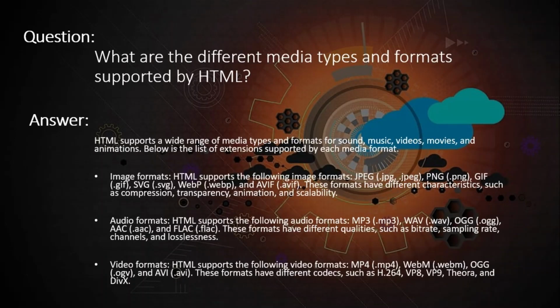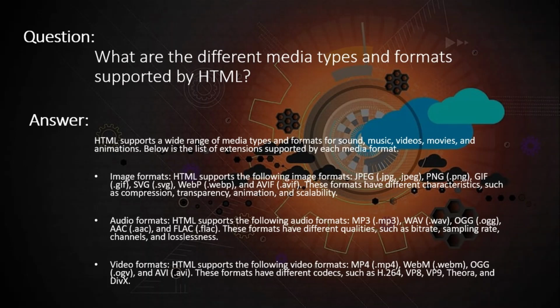What are the different media types and formats supported by HTML? HTML supports a wide range of media types and formats for sound, music, videos, movies, and animations. Below is the list of extensions supported by each media format. Image formats. HTML supports the following image formats: JPEG, .jpg, .jpeg, PNG, .png, GIF, .gif, SVG, .svg, WebP, .webp, and AVIF, .avif. These formats have different characteristics such as compression, transparency, animation, and scalability.